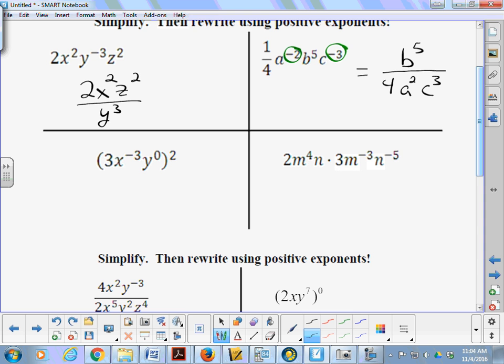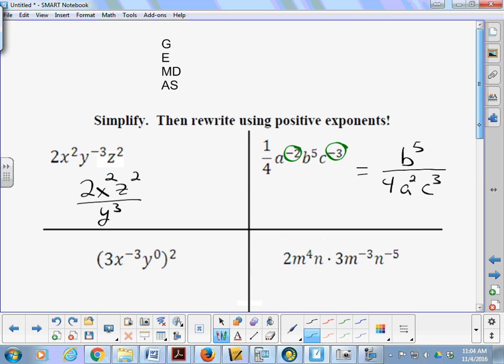All right, and the reason that we had GEMDAS up there is we have to remember our rules for GEMDAS. On these last two we were looking at, there was no simplification, just a matter of writing them with positive exponents. In this one here, we first of all have to use a multiplication rule. Right? And with that multiplication rule, we have to remember that when we have an exponent raised to a power, we are going to multiply the exponents together.